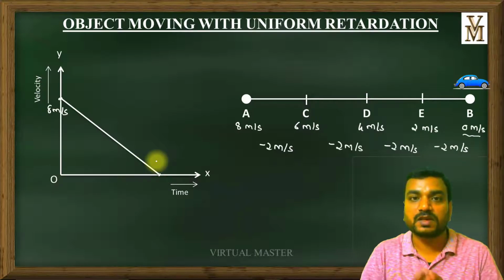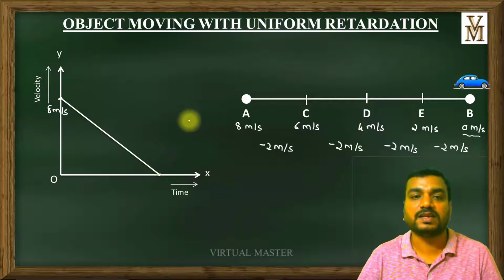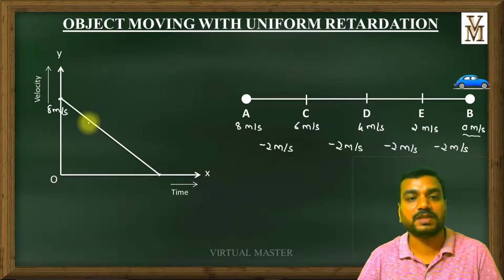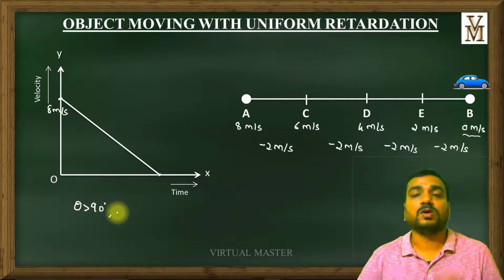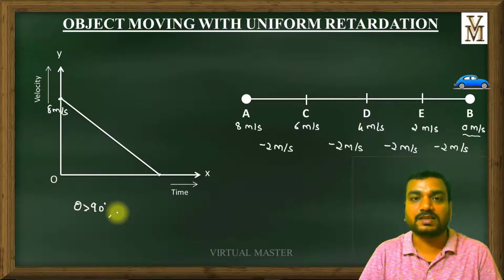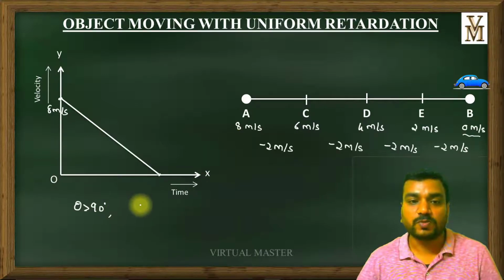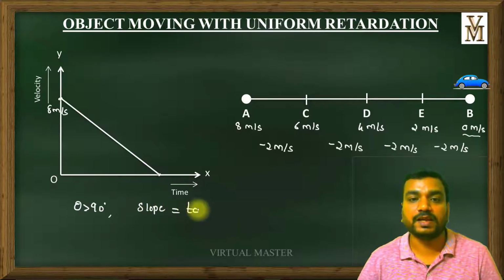Now if we observe the graph properly, we can say that theta, the angle made by the curve with the horizontal axis or the x-axis, will always be greater than 90 degrees. So if theta is greater than 90 degrees, then the slope of the curve, that is tan theta, will always have a negative value.